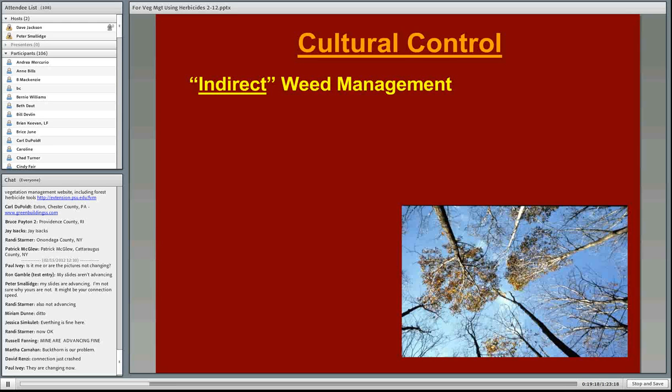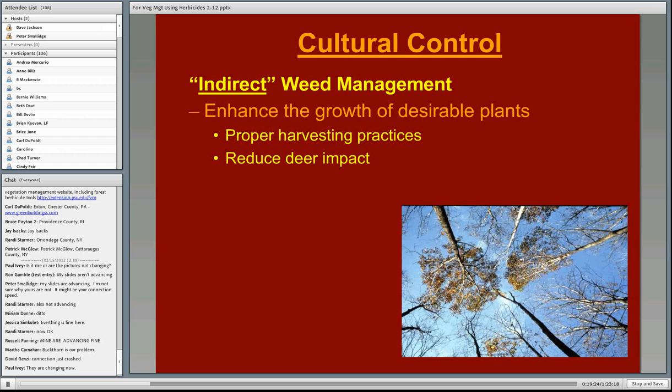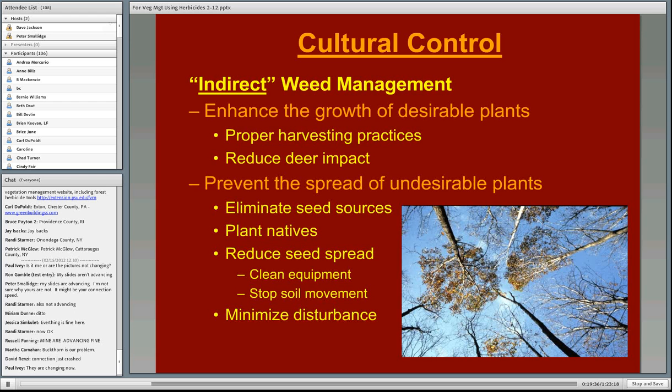So let's look at cultural control here, and I call this indirect weed management. We want to enhance the growth of the desirable plants through proper harvesting practice. And again, there's that deer impact that pops up again. We want to reduce the impact of white-tailed deer. We want to prevent the spread of undesirable plants, so we want to eliminate seed sources that are out there. And I'll give you an example of that.